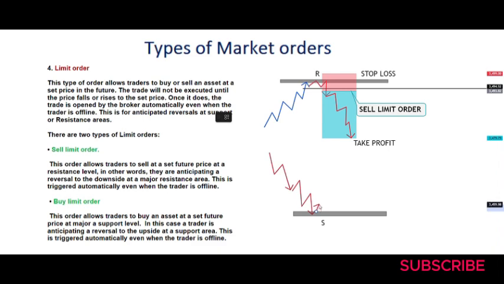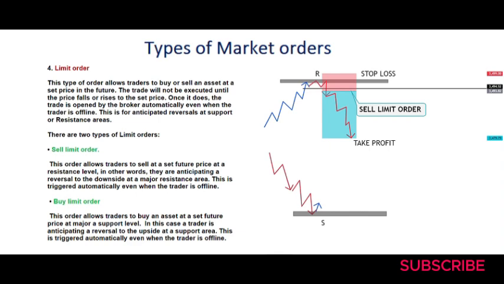So you instruct your broker to open a buy position at a support area because you are anticipating a reversal to the upside. So that will be in the future. So you set that price. As the price is falling, you are telling your broker, when the price gets to this low price, I want you to buy because I'm anticipating a reversal to the upside. So you place your buy limit order. That's what it is, okay?